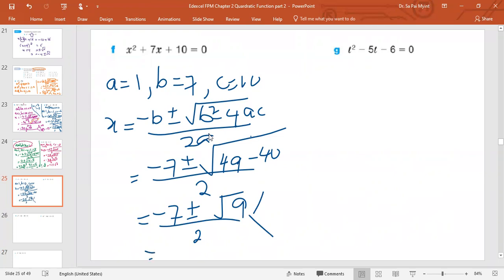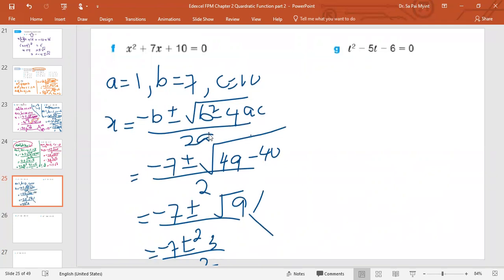Square root of 9, what do you get? Minus 7 plus or minus 3 over 2. You can find here: minus 7 plus 3, what do you get? Minus 7 plus 3 is minus 4, divided by 2. What do you get? Minus 2. Minus 7 minus 3 is minus 10, divided by 2. What do you get? Minus 5. This is the solution for number F.